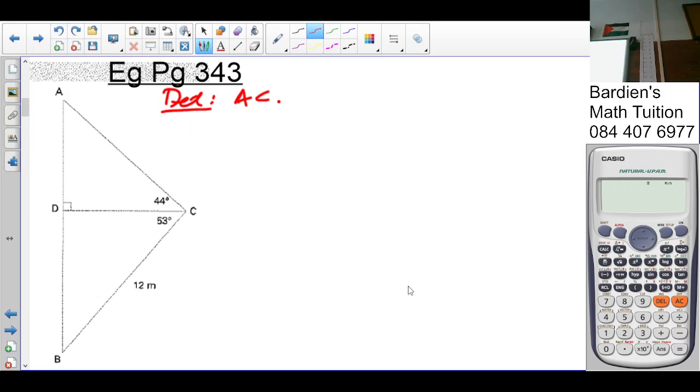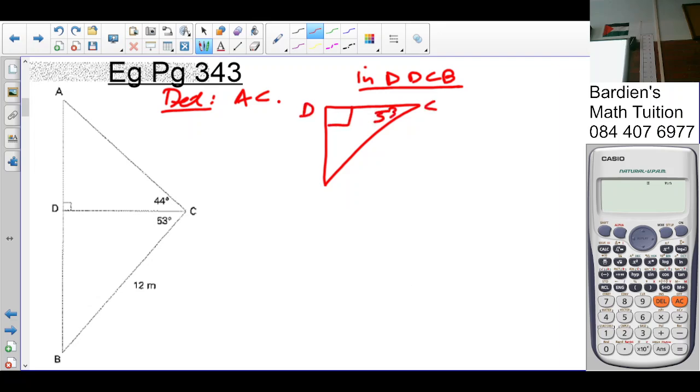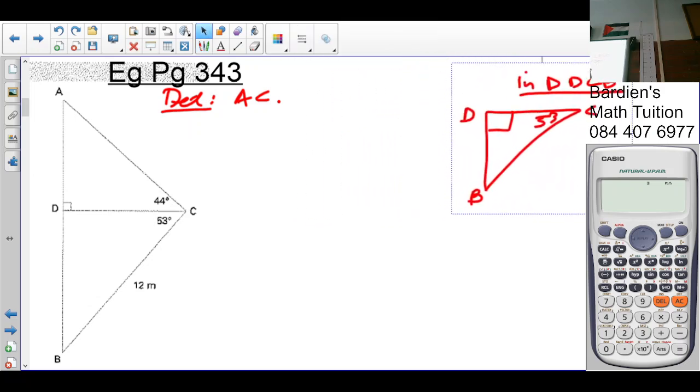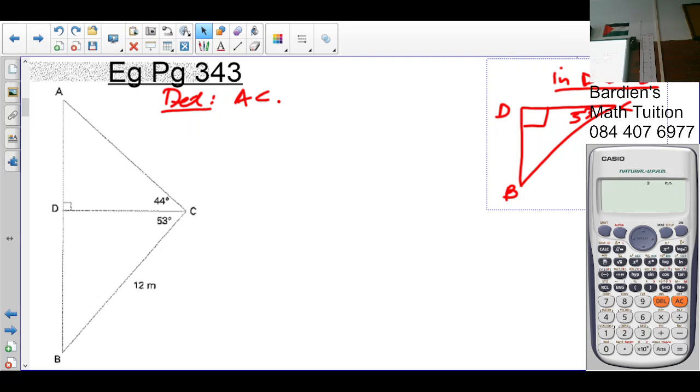Looking at triangle DCB, this triangle here. What do you note? We have a right angle here, there's D, there's 53 which is C, and B. What can we say?